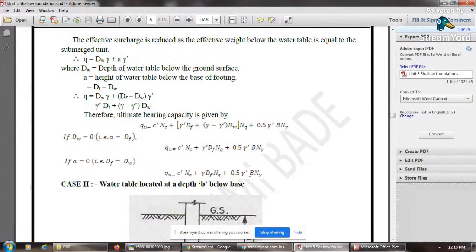So whatever may be the condition, if Dw is 0 or A is 0, you have to consider the same value with respect to Df, and the equation for calculating the ultimate bearing capacity will be this for both the cases. This was the first case, when the water table was located above the base of the footing.